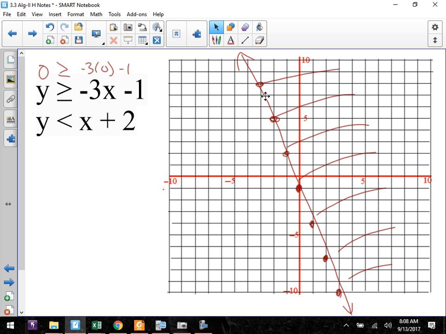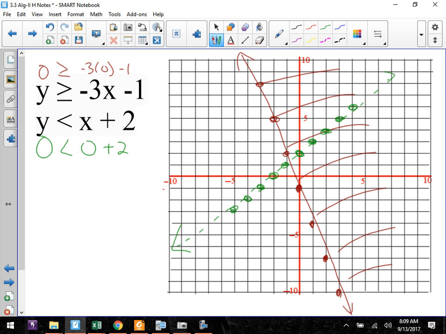We go to the next one. y is less than x plus 2. So if y is less than x plus 2, what is your y-intercept? Slope of? Very good. Is it a solid or a dotted line to go through that? Dotted line. Did it go through the origin? Nope. Is 0 smaller than 0 plus 2? Yes. So I'm shading towards 0.